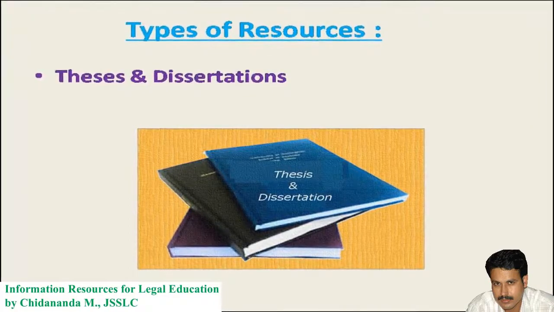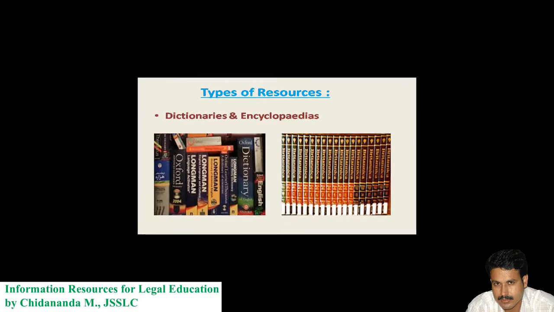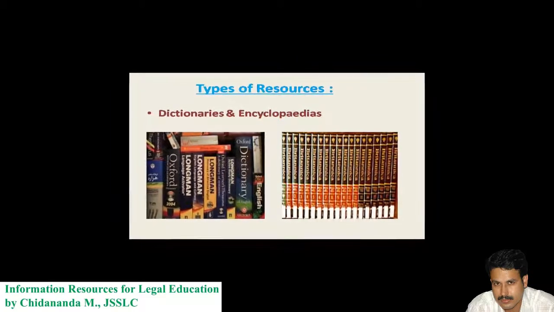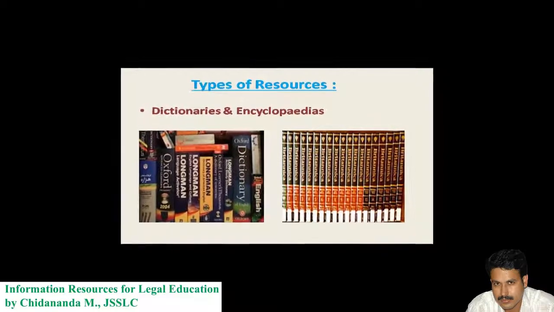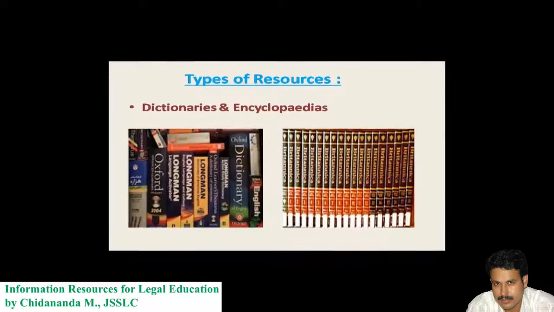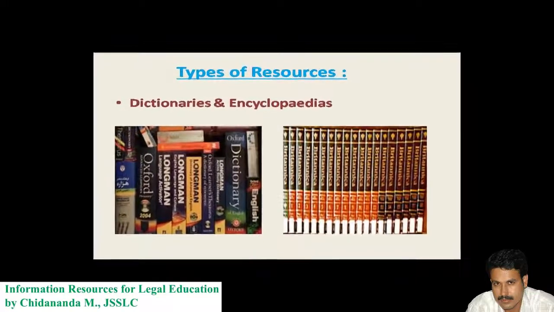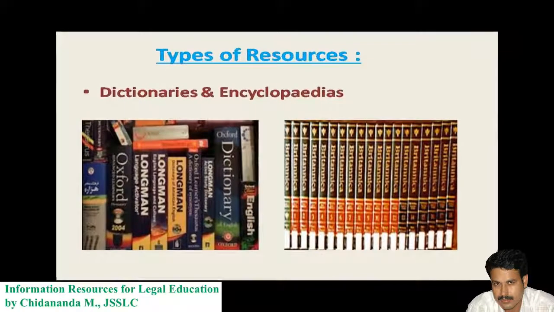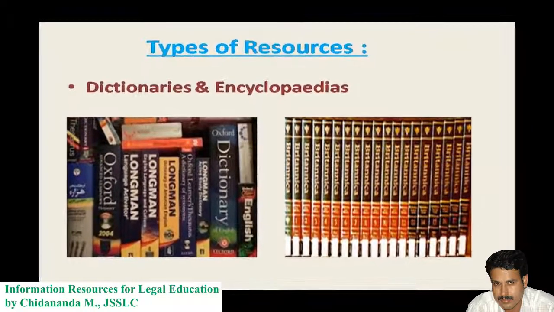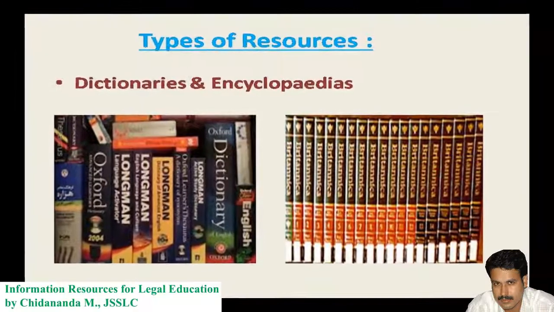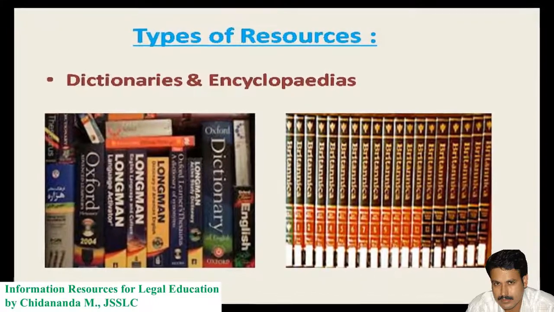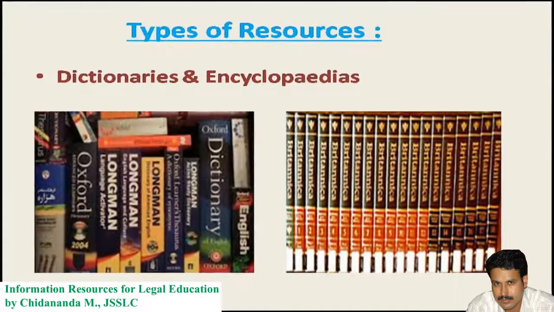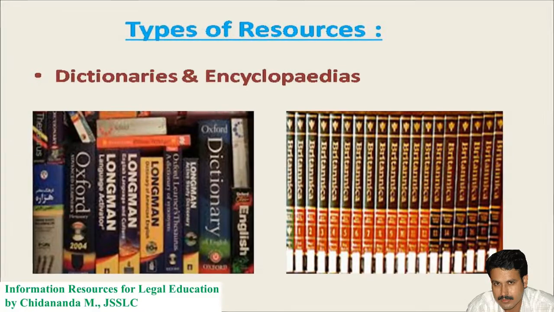Next one is dictionaries and encyclopedias. Dictionaries deal with meaning, grammar, pronunciation of words of a language or a particular subject. You may get bilingual or multilingual dictionaries, thesaurus, and Latin maxims. Encyclopedias give all significant information for a given concept. They give information on all branches of knowledge or a specific subject. You may get general encyclopedias, subject encyclopedias, national and regional encyclopedias.